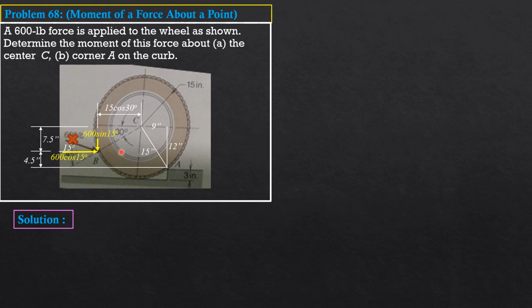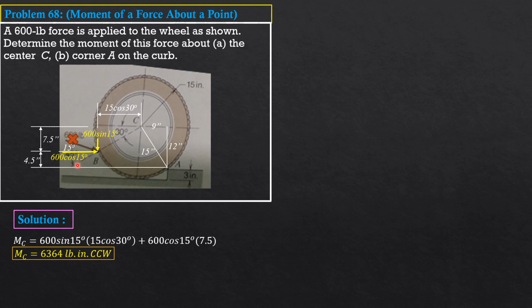So moment about C can now be computed. Let's consider counterclockwise positive. So 600 sine of 15 degrees times 15 cosine of 30 degrees. Then plus, because this is counterclockwise, 600 cosine 15 times 7.5. So moment about C can now be computed: 6364 pound-inch.